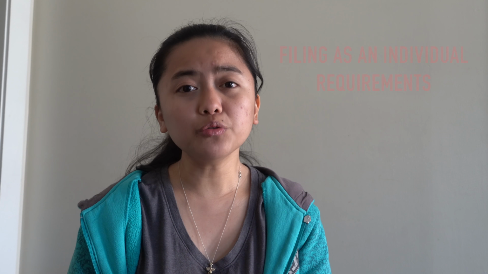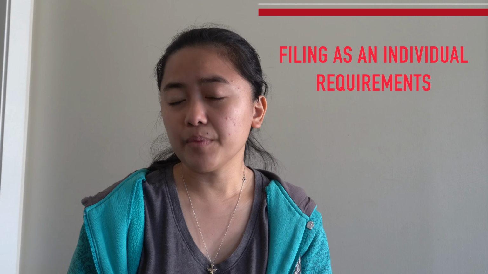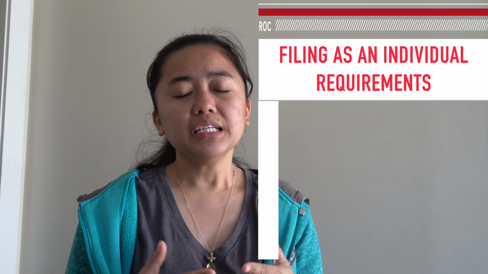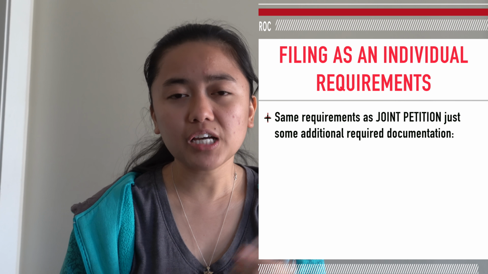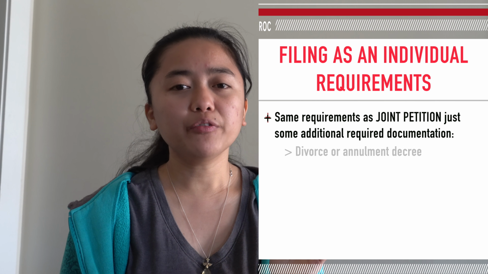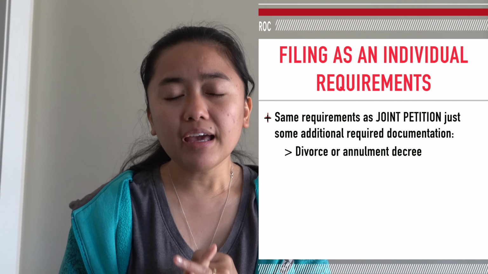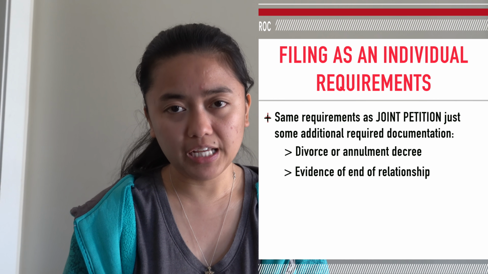If you are filing as an individual due to death of your petitioning spouse or due to a terminated marriage such as divorce or annulment, your requirements will be just the same as the requirements of the joint petition, just some additional requirements such as you have to provide your divorce or annulment decree and your evidence in any circumstance showing the end of your relationship.